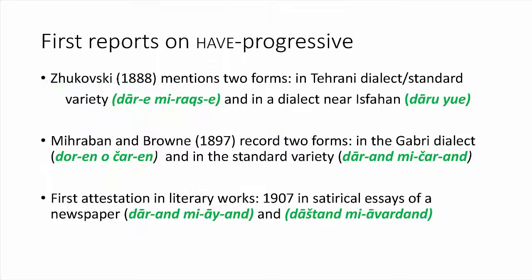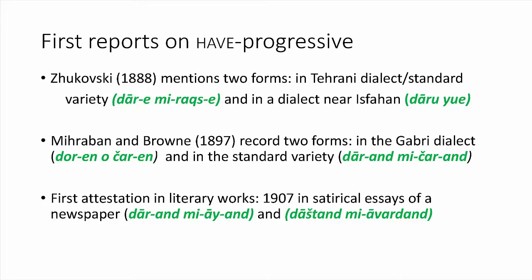Now, first, as I said, it has been recently developed in Farsi, and first reports on have progressive go back to 1888, where Zhukovsky in a very short paper introduces these forms, and he quotes 2 forms. In Tehrani dialects, he mentions a form like dare miraqse, he is dancing, and in a dialect near Isfahan, he quotes daru yue. So we see that already back then we have had these forms in many dialects of Iran, in the standard variety and in a dialect near Isfahan.